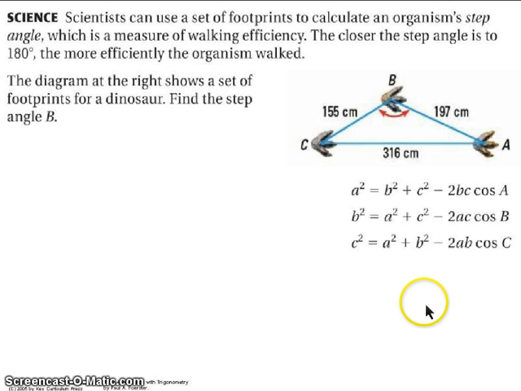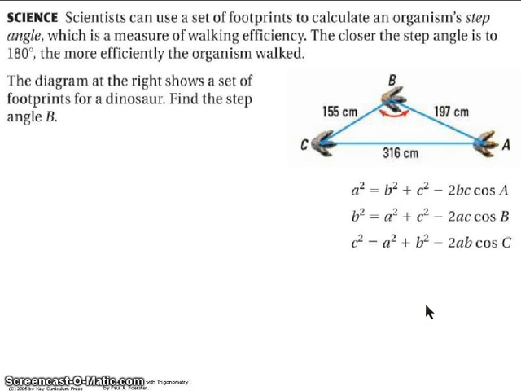And this example is right out of your book. The scientists can use a set of footprints to calculate an organism's step angle, which is a measure of walking efficiency. The closer the step angle is to 180, the more efficiently the organism walked, which I thought was kind of interesting, because it actually takes me a little longer to make a line with my two feet as opposed to walking slightly at a different angle. So this was kind of interesting to read.